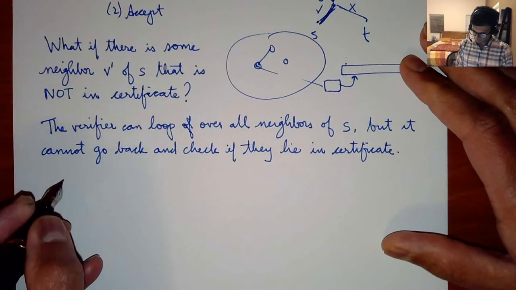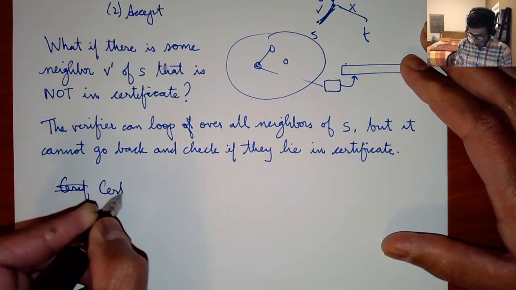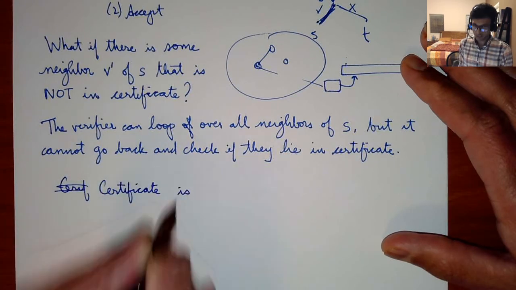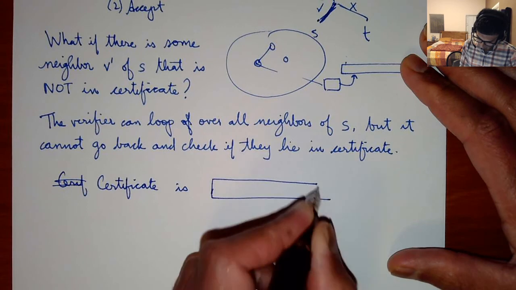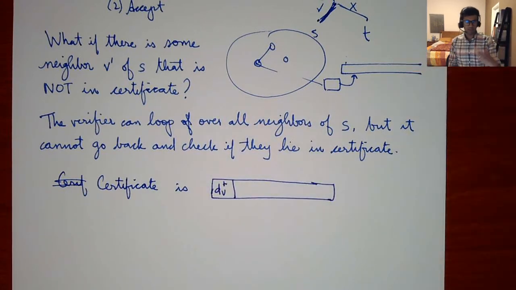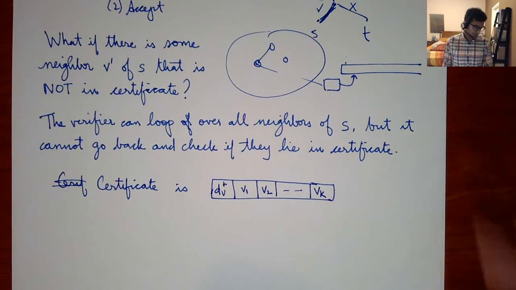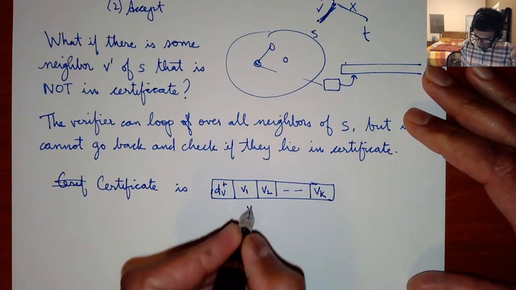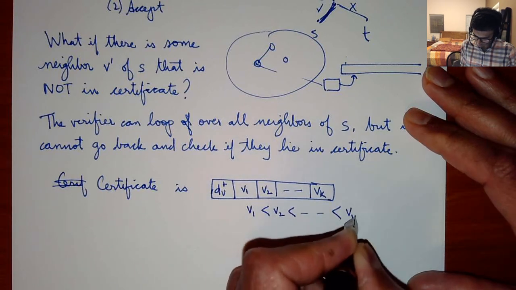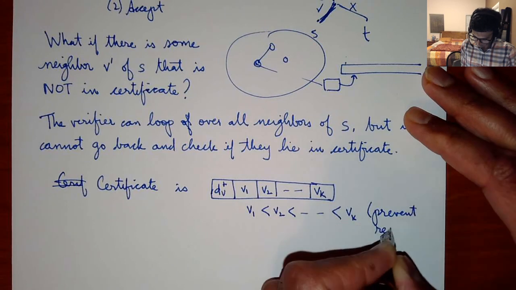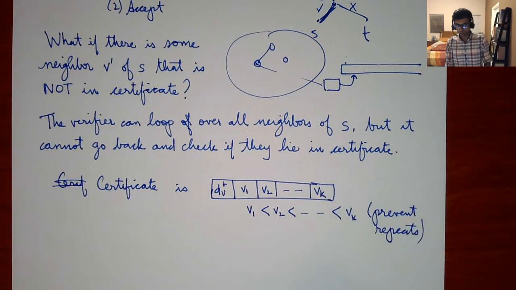So the certificate is of the following form. First, it gets what I'll call dv plus, which is the out degree. Then it has v1, v2 up to vk, and v1 is going to be less than v2. This is to prevent repeats. Okay, so this is what it wants the certificate to be. We have to make sure the verifier will not get fooled by an erroneous certificate.